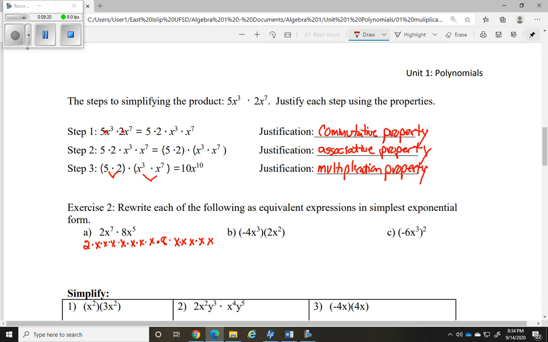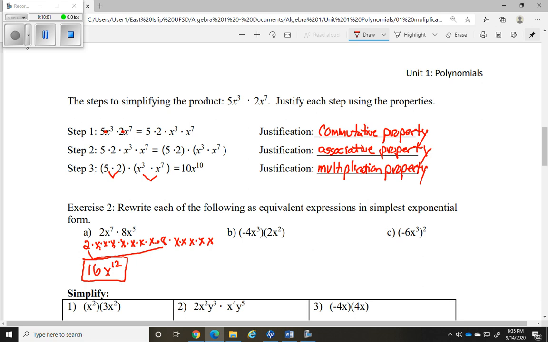You guys are definitely going to get the hang of this. You're not going to have to write out what it means, but again, if you can see what it means, you won't forget how to get the correct answer. I'm going to use a commutative property and do 2 times 8 first to get 16. And then I'm going to do x times x times x times x times x times x times x times x times x times x times x times x. Oh, x is being used as a base 12 times. So the final answer is 16x to the 12th power.